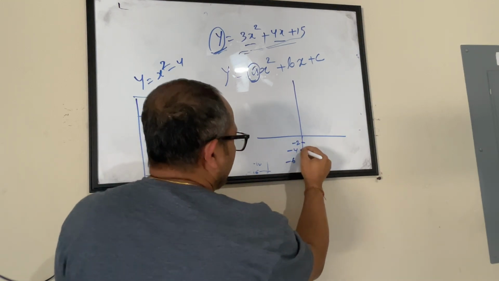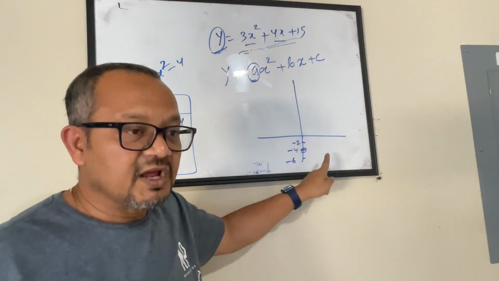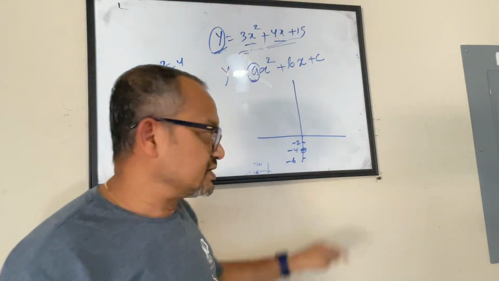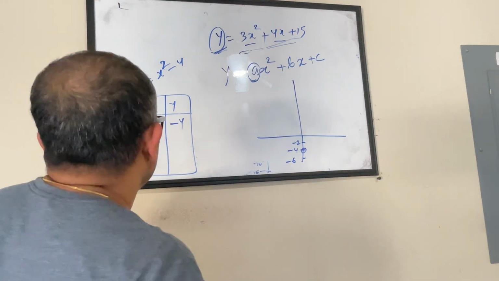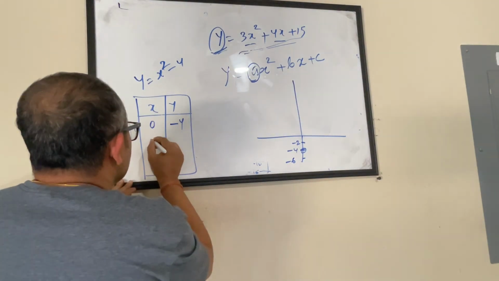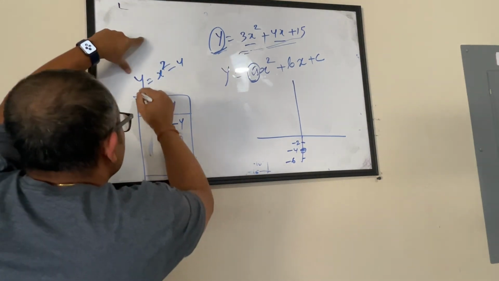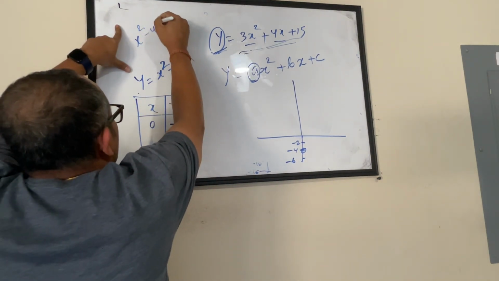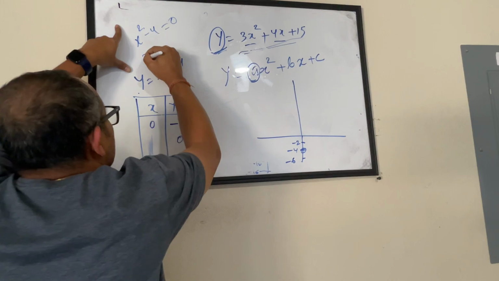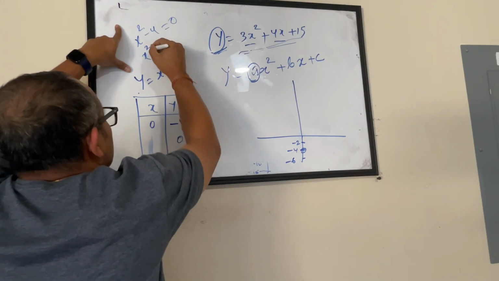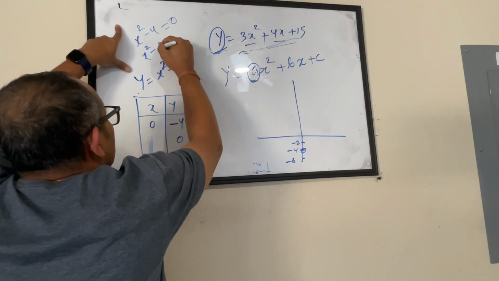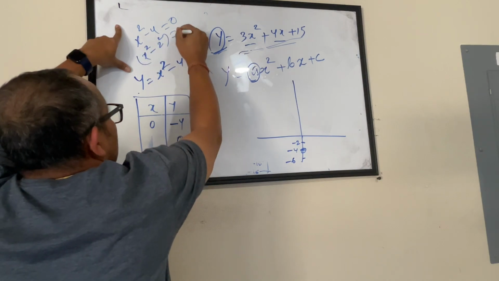So this is my one point, meaning this is my y-intercept. This is where the parabola is touching the y-axis. Now, when I say y equals 0, what happens? Y equals 0, so x squared minus 4 equals 0. That means x squared minus 2 squared equals 0.